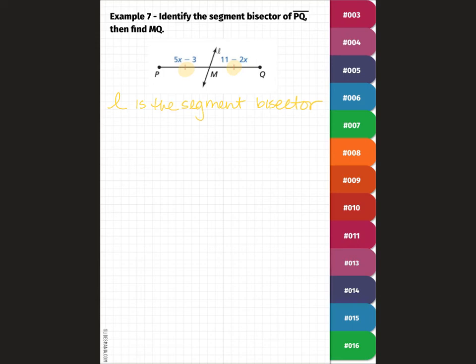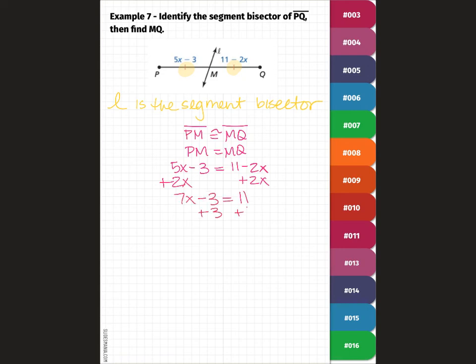So now I'm going to work through the problem because it says find MQ. So because L is a segment bisector, then I know that segment PM is congruent to segment MQ. And because the segments are congruent, their lengths are equal. So that means that 5x minus 3 is equal to 11 minus 2x. I'm going to add 2x to both sides because it's the smaller of the x's. So 7x minus 3 is equal to 11. Going to add 3 to both sides.